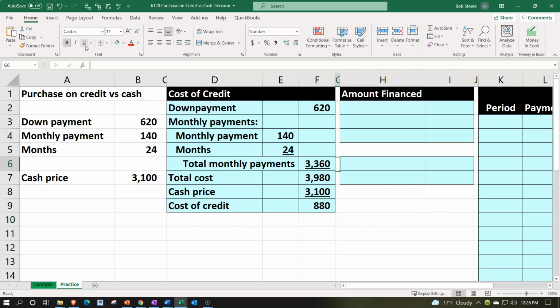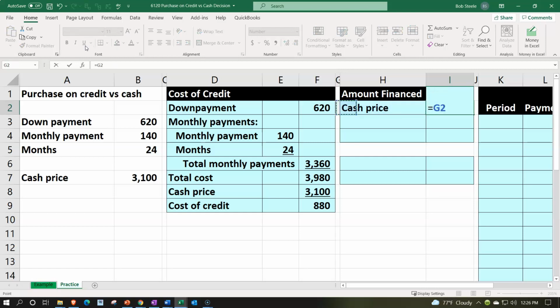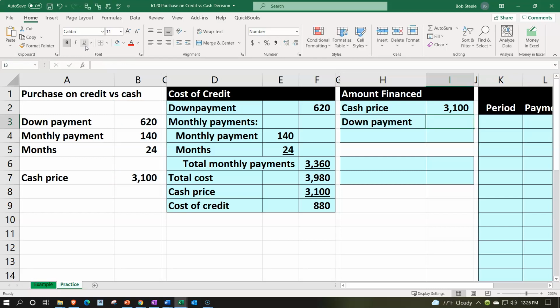So we could say, all right, well, let's figure out the amount that we're going to finance. We're going to say the cash price is going to be that $3,100 on the cash price. And the down payment we said was going to be equal to the $620. So that's how much we're going to pay up front. So the amount financed then will be equal to the $3,100 minus the $620. So we're going to take out, in essence, a loan for that $2,480. I'm going to underline the $2,480.